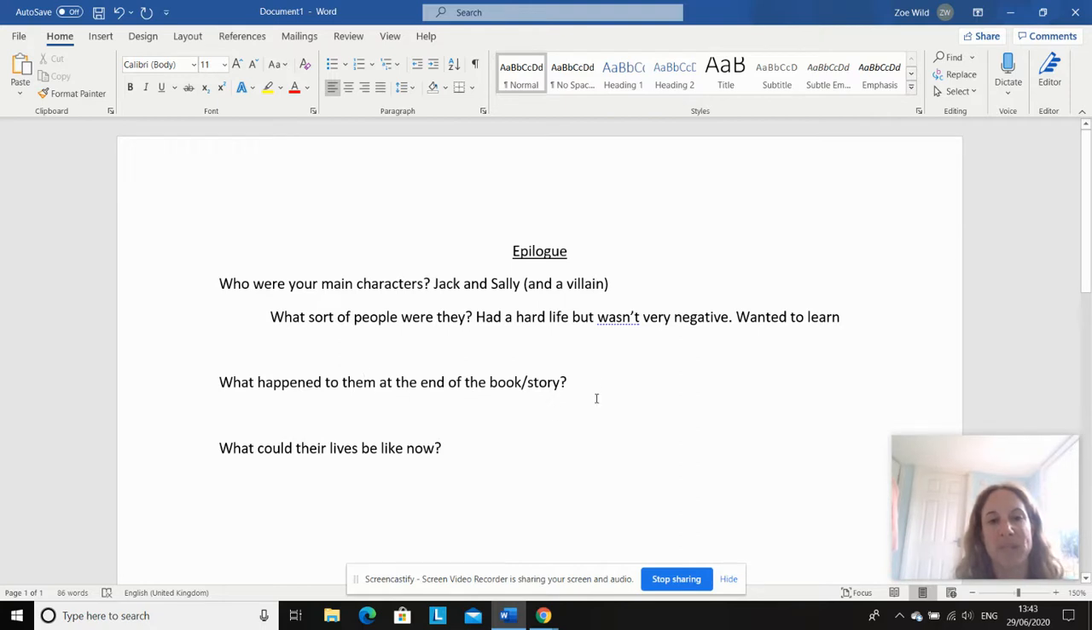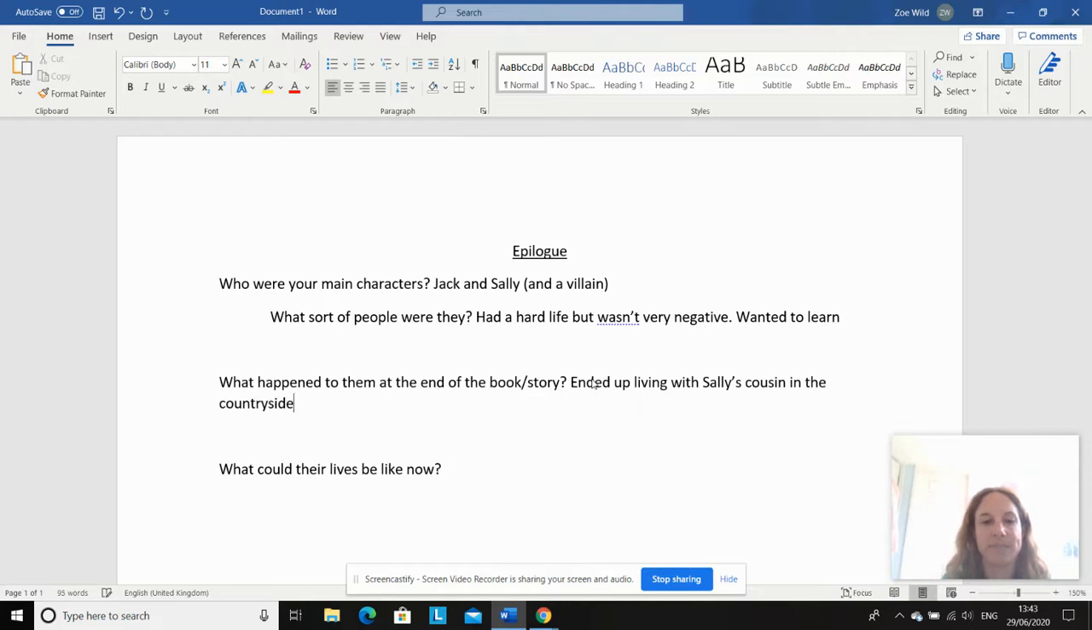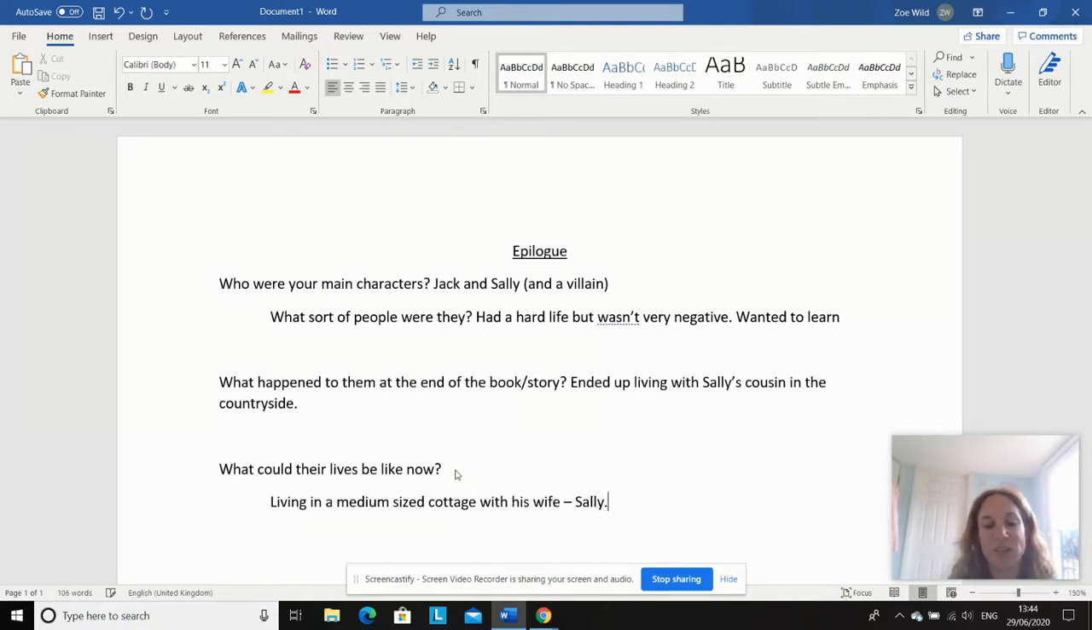So what happened to them at the end of the story? They ended up living with Sally's cousin in the countryside. So, what could their lives be like now? Well, because he wanted to learn and because they're now in the countryside, I think he could be living in a medium sized cottage with his wife, who I'm going to say is Sally. So, they actually got married in the end.